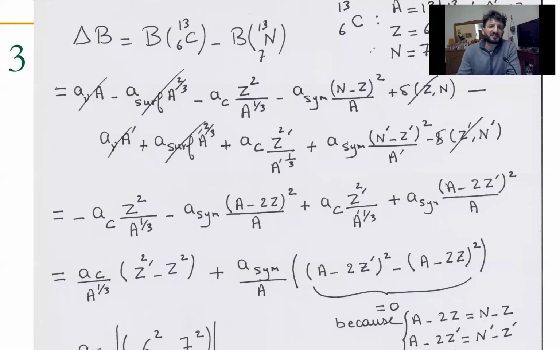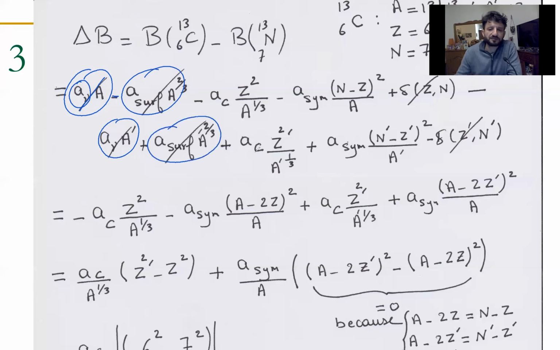You know, we have the same A. The mass number of nitrogen equals the mass number of carbon, so A is constant. So AV A equals AV A prime. We have AV A minus AV A prime, so we can cancel this term. Also, here we have A surface, A power 2 over 3, minus plus the same value. We can cancel them. And also we have delta pairing.